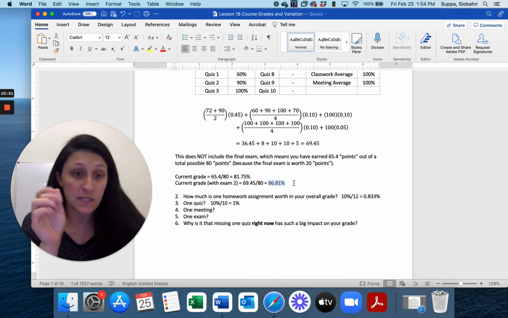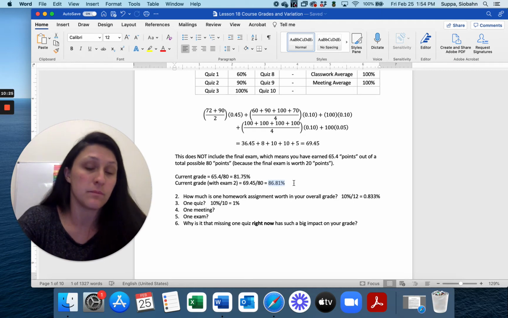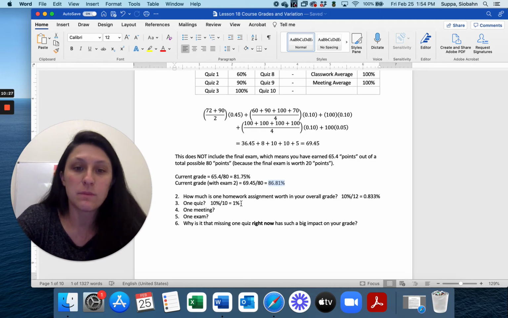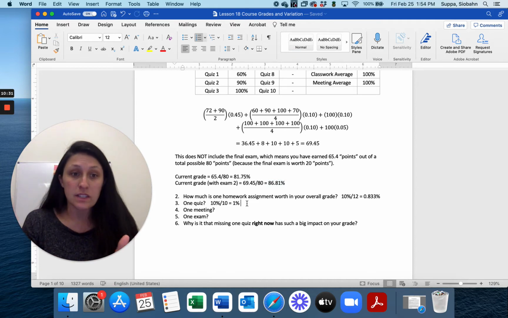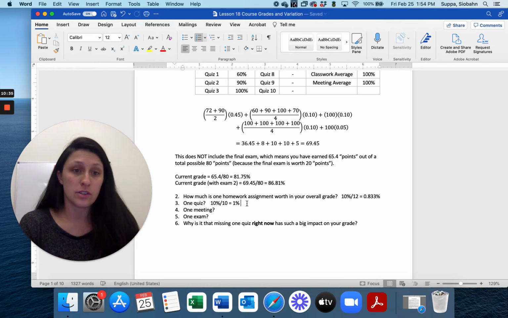That's not a huge difference, depending on if you're on the cusp or not. If you're going from a 79 to an 80%, then it makes a difference. But generally speaking, 1% is not a big difference. But if you start missing a lot of quizzes, like if you miss 5 quizzes and you have a 0 for all 5, now you have cost yourself 5% of your total grade at the end of the semester. So now that is a big deal.